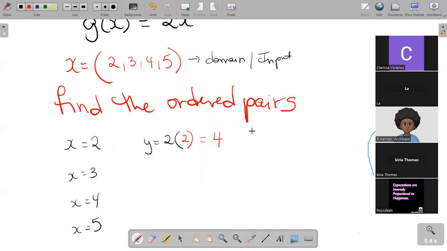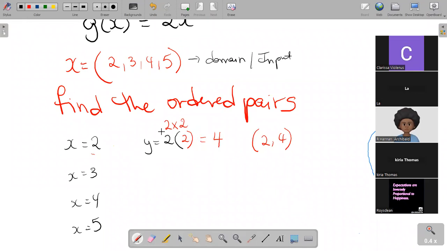Everybody see that? So what is my ordered pair then? My ordered pair is X is 2, Y is 4. Did anybody get this? I know some persons put the multiplication sign instead of the brackets, that's perfectly fine. So you could have put 2 times 2. Remember, brackets also mean to multiply. All right, anybody could tell me what you got for the second one?